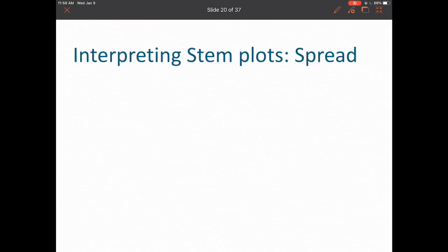Hello, welcome back to our Chapter 3, Part 2. We're going to be picking up where we left off, and now we're going to be interpreting stem plot spread. So remember, this I believe is the third part of the three aspects when we're looking at visual representation or stem plots of data, right?